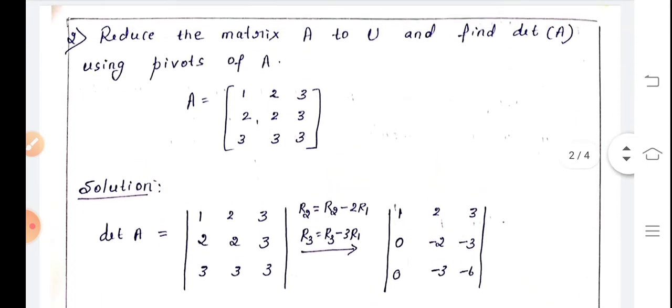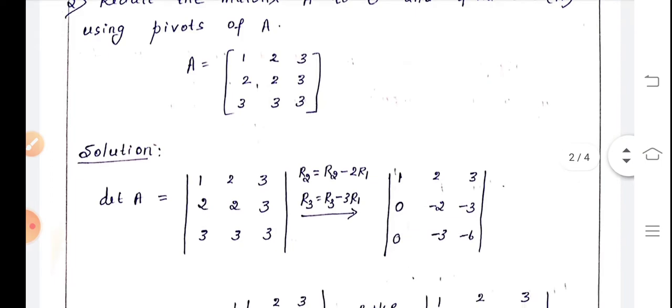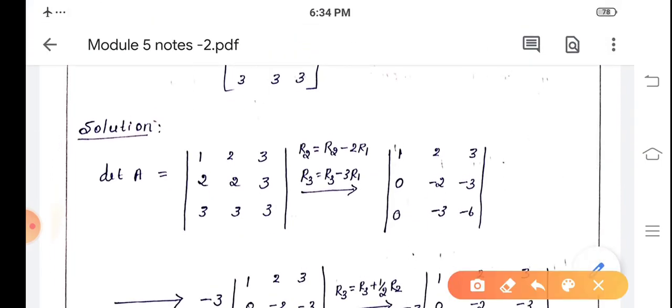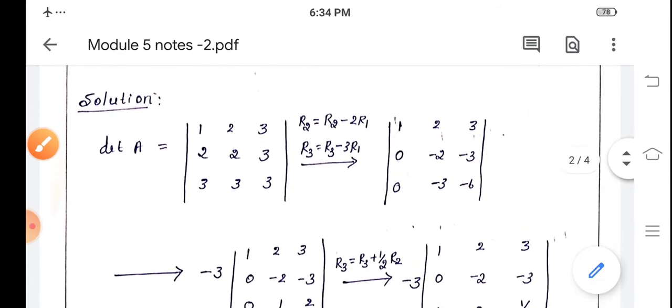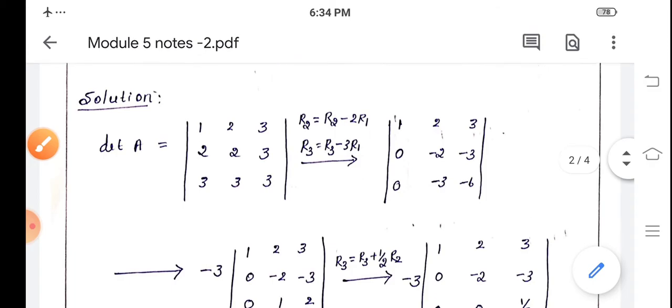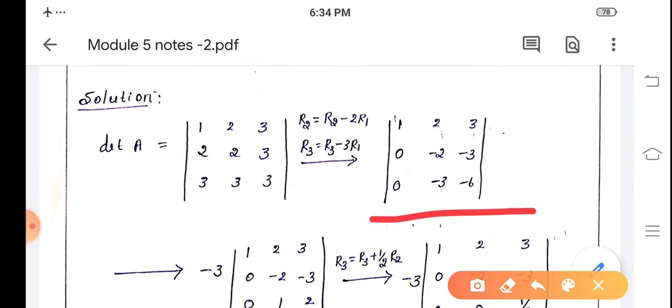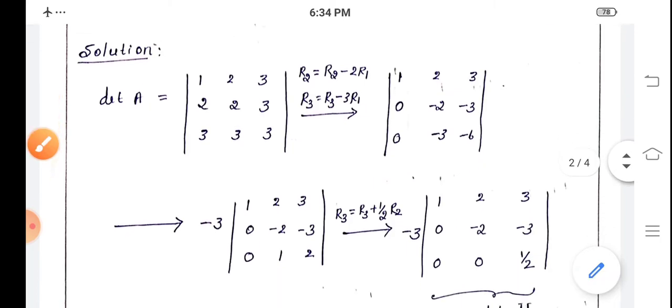Here, first we reduce the matrix to echelon form by writing row operations. We take determinant A equal to determinant 1, 2, 3, 2, 2, 3, 3, 3, 3. In order to get echelon form, we write the row operations as R2 equals R2 minus 2R1 and R3 equals R3 minus 3 times R1. Now we are getting determinant, first row 1, 2, 3, second row 0, minus 2, minus 3, and third row 0, minus 3, minus 6.